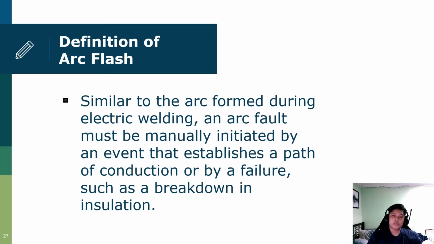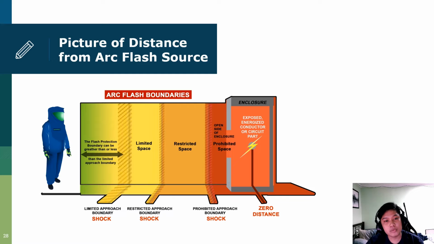Similar to the arc formed during electric welding, an arc fault must be initiated by an event that establishes a path of conduction or by a failure, such as a breakdown in insulation. Picture of distance from arc flash source. So, ibig sabihin kapag mas red, mas delikado yung pwedeng maging damage niyan sa gagawa ng equipment natin. Kapag sa gitna, moderate, tapos dito, slight, tapos medyo mas space or mas safe siya pag nandito sa area ito.